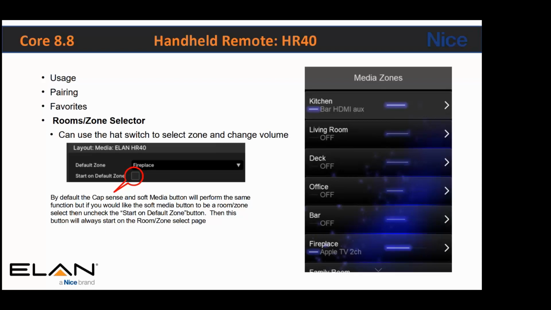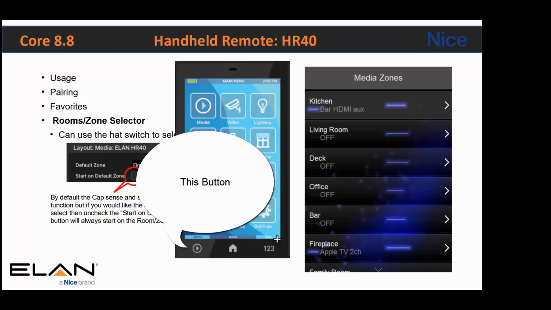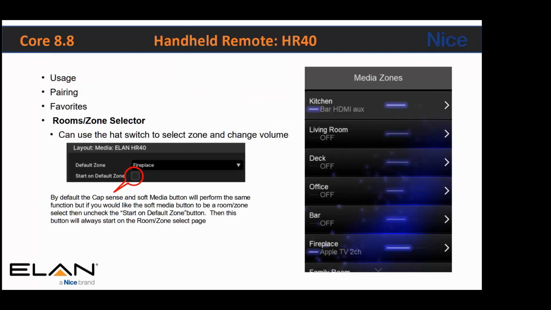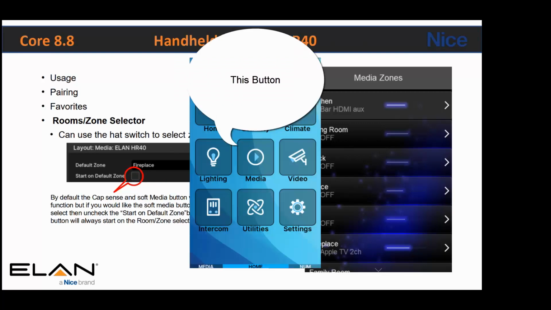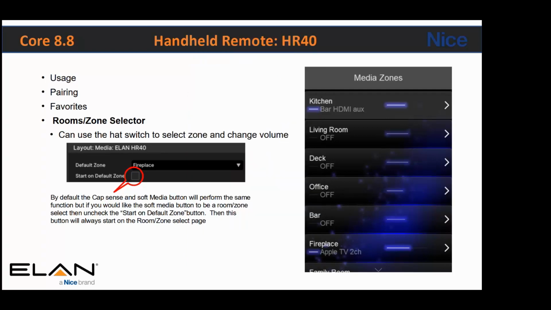I show this. Basically, there's some ways to set the remote up so it does different things. The capacitive touch media button will always take you to the live whatever's playing, or the list of devices that are playing. But the soft media button, the one under the home page, can be set up to do the same thing, and that's native. Or you could uncheck that box to do this, which is basically a zone page. So you can have them do slightly different things, and it depends on how you use it. But for me, this worked better.